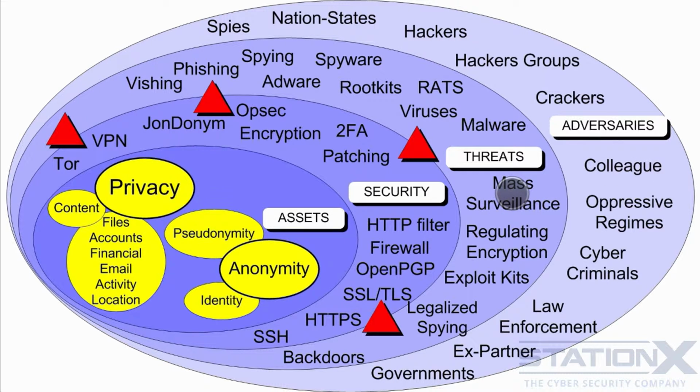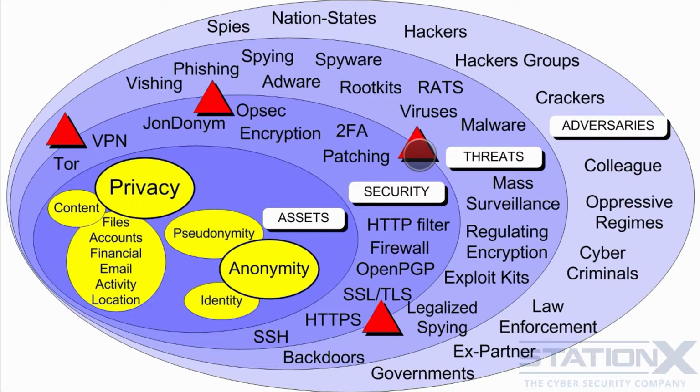Threats are the bad things that can happen, like a malware attack, like mass surveillance, like exploit kits, like the weakening of encryption and a virus infection, and the others that you can see here. And these threats, they are enabled by our adversaries, which might be hackers, cyber criminals, nation states, oppressive regimes, and maybe something like your ex-partner if you're unlucky.